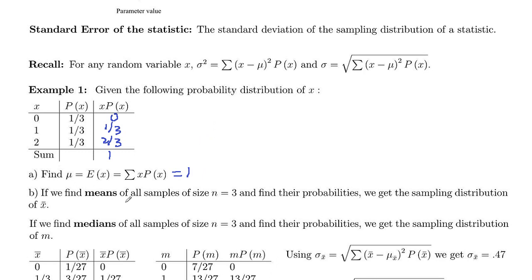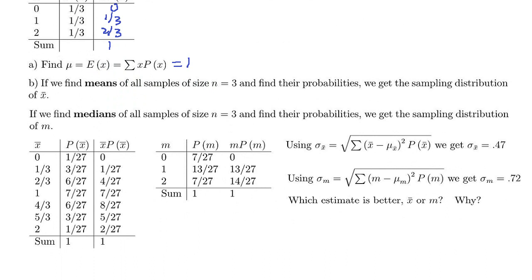And then if we find the means of all possible samples of size 3 and find their probabilities, we get a sampling distribution for the sample mean, x bar, for size 3. Well, we not only could do that with means, we could do it with medians. So if we find the median of all samples of size 3 and find their probabilities, we get the sampling distribution of the sample median. So it's a different sampling distribution because it's a different statistic that we're looking at. We're looking at median instead of mean.